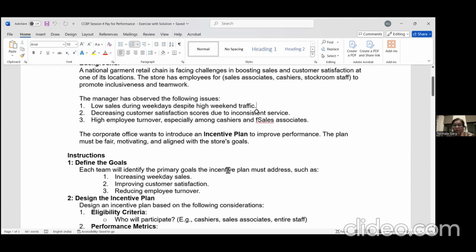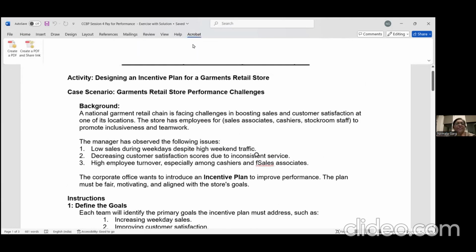Now, all of you are the HR team, the corporate office HR team who devise the compensation, benefit and incentive plan. So they want to introduce an incentive plan to improve performance. When I say performance, obviously sales or revenue should increase, right? The plan must be fair, motivating, and aligned with the store's goals. So what do you need to do? How many people are you, seven or eight? Participants. Okay, so I think we will have two groups.